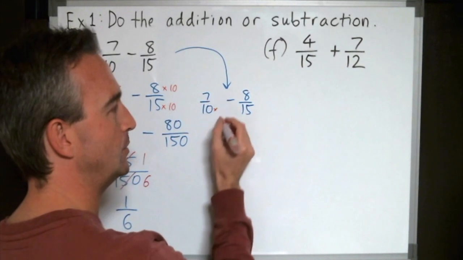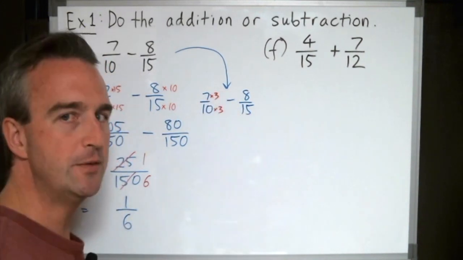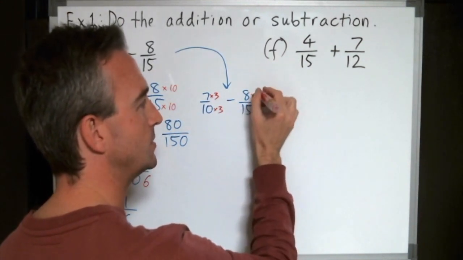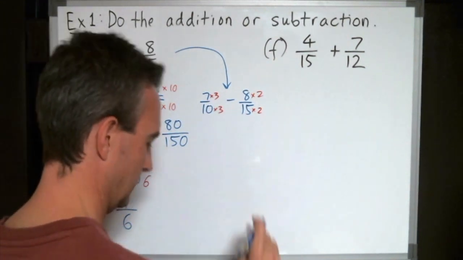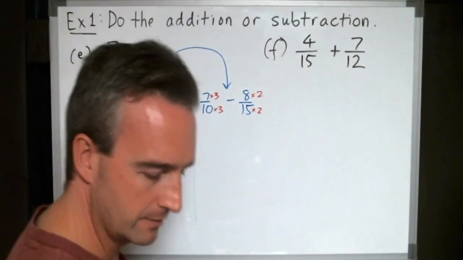How do I turn a 10 into a 30? Times 3 at the top and the bottom. How do I turn a 15 into a 30? Times 2 to the top and the bottom. Now let's do this. Just create a little wall here.